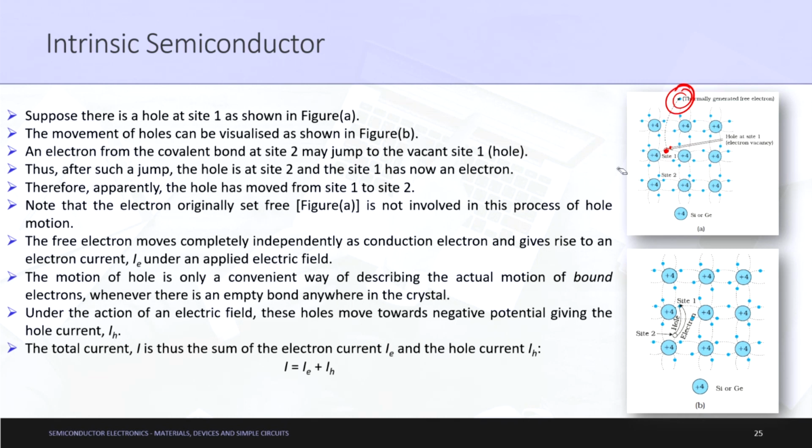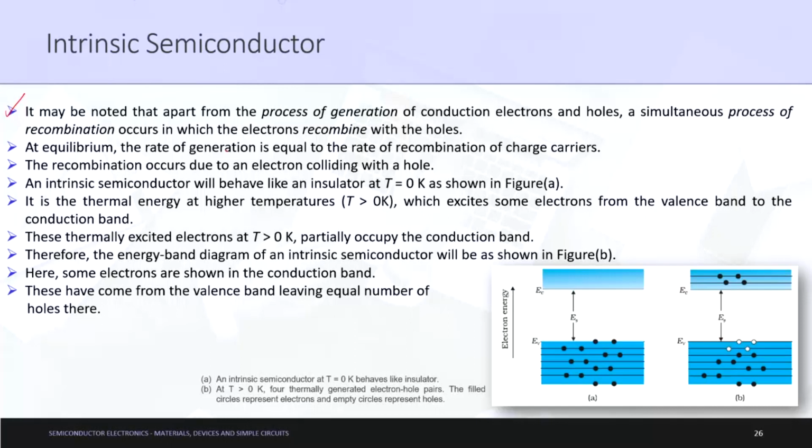Okay. Why is it like this? Because the number of holes generated depends upon the number of electrons which are being removed or ejected from their normal position, which are the free electrons. So, at equilibrium the rate of generation is equal to the rate of recombination of charge carriers. The recombination occurs due to an electron colliding with a hole.